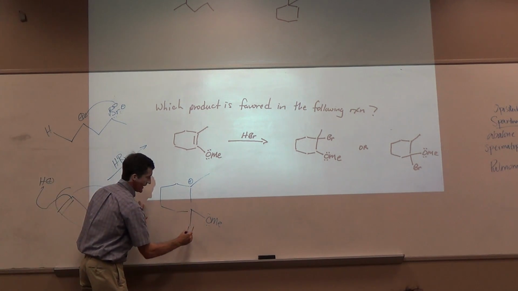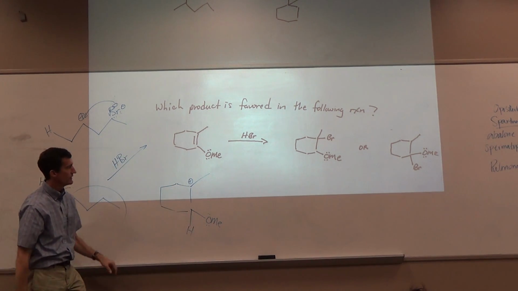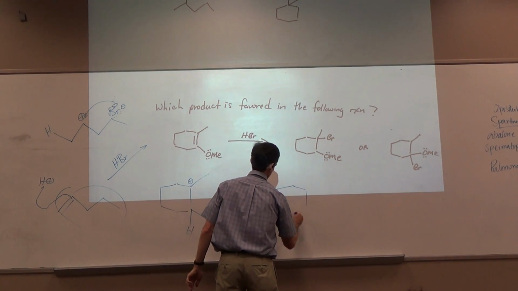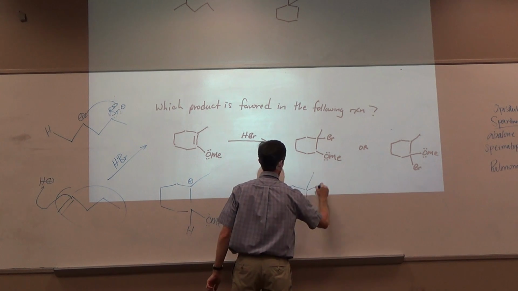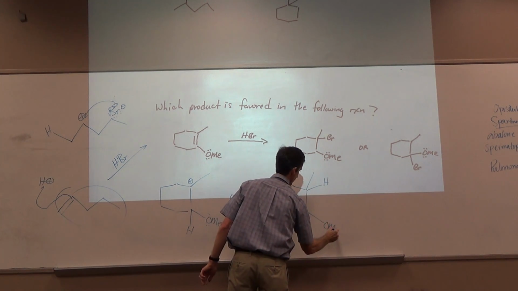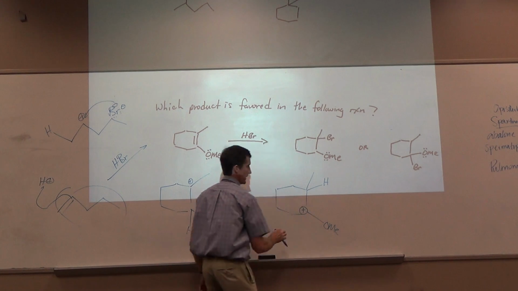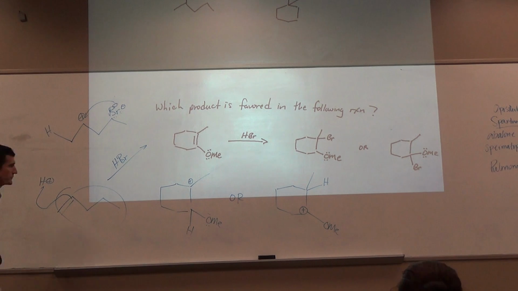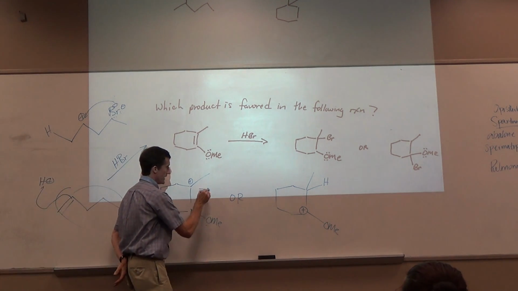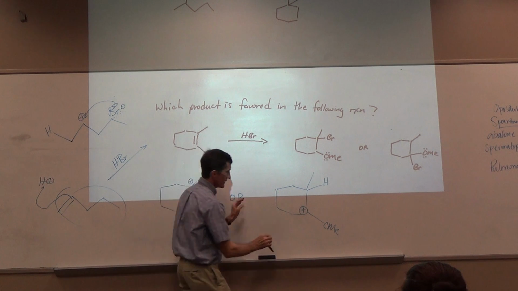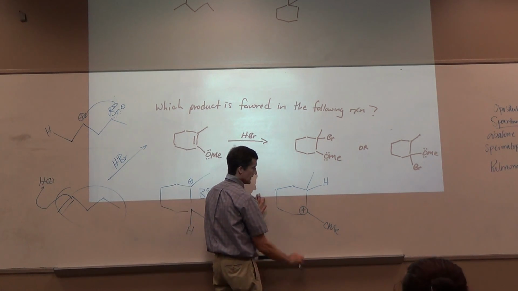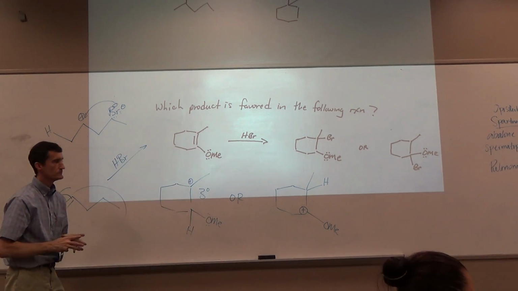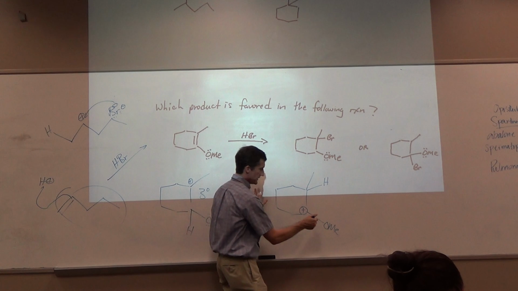If we put new H on bottom and cation on top, we get that. If we put new H on top and cation on bottom, we get that. Which cation is more stable? This is tertiary, I agree. Secondary. Which one's more stable? This one here is actually more stable.